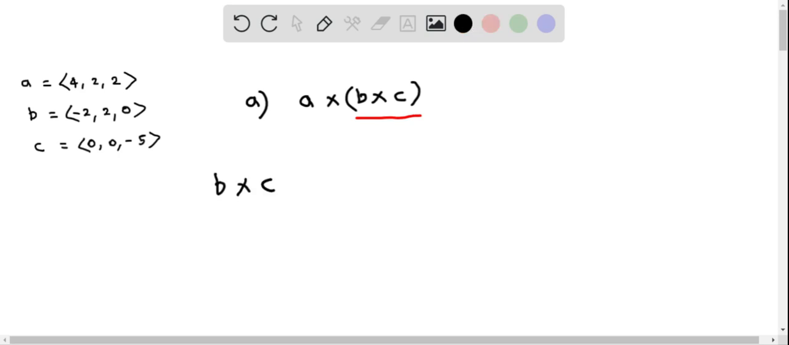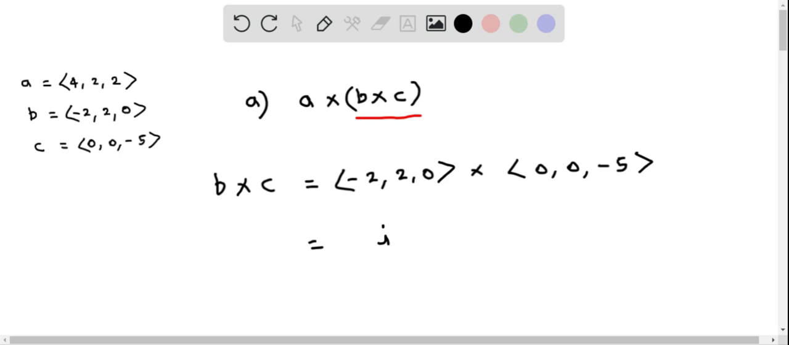So B cross C equals, I put the B vector first, that is negative 2, 2, 0. This is in component form. This has to be crossed with C vector, which is written in component form as 0, comma 0, comma negative 5. So here we can utilize the determinants to determine the cross product.